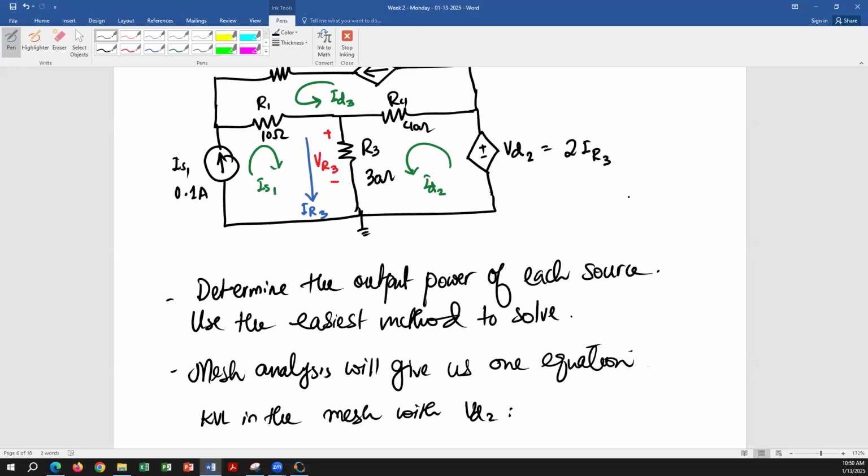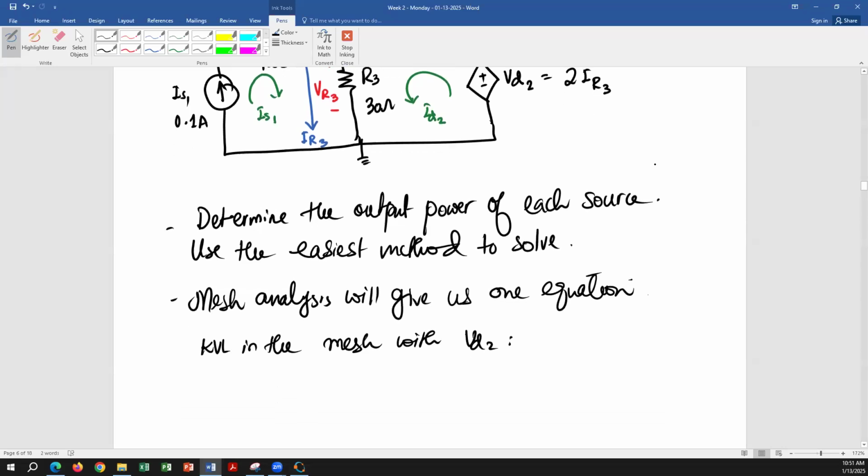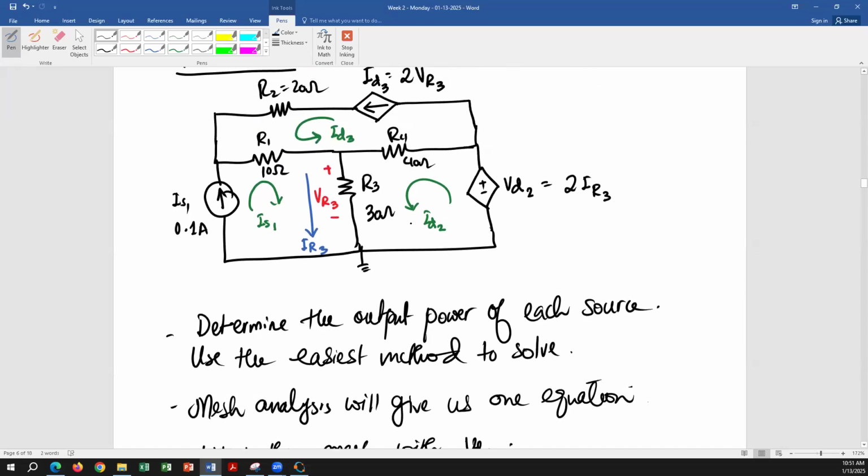ID2 multiplied by R4 plus R3. Okay. What else? You're kind of messing with signs a little bit. Now, IS1 and ID2 are flowing in the same direction through R3, but through R4, ID2 and ID3 are in the opposite direction. So if you're writing the equation for the mesh here, now it's going to be add up IS1 and ID2, but ID3 is going to be opposite, so that's going to be negative.